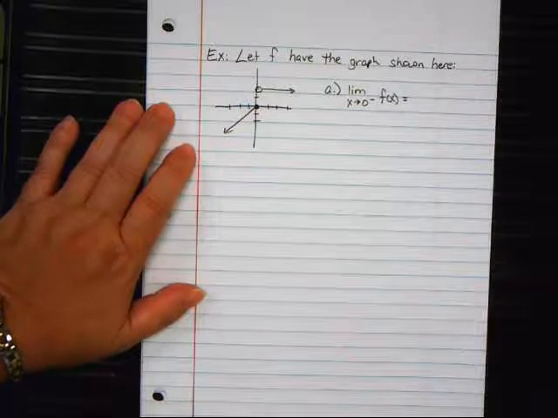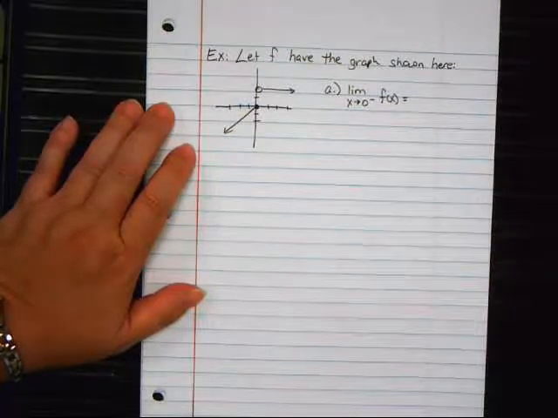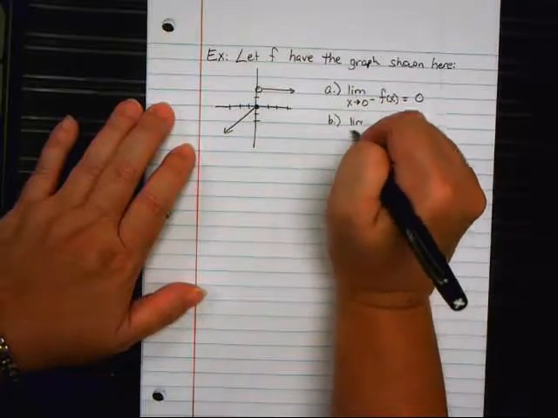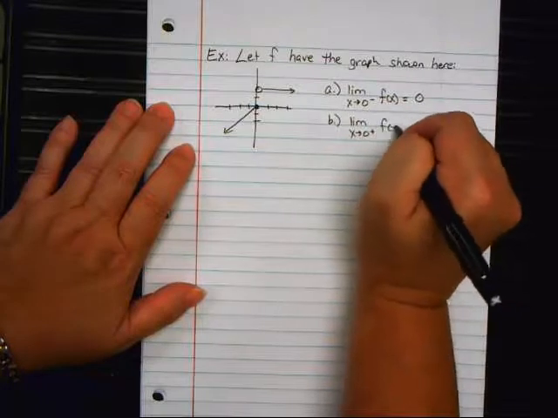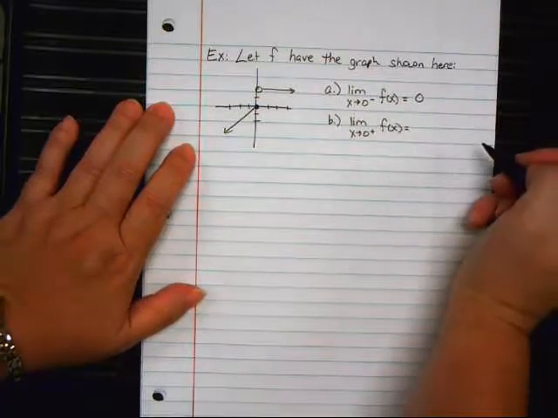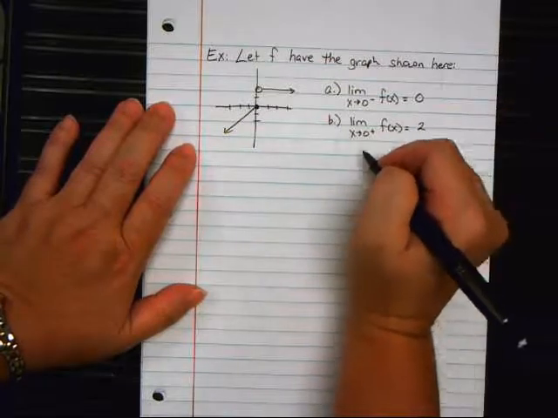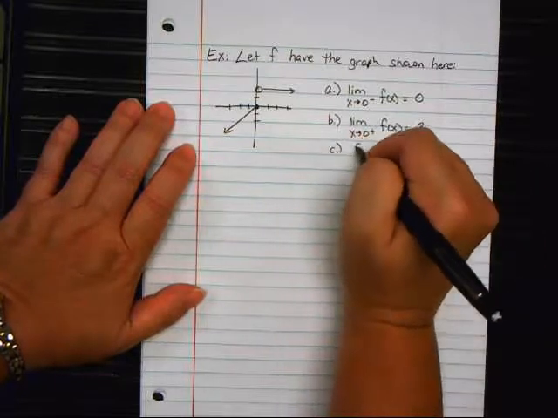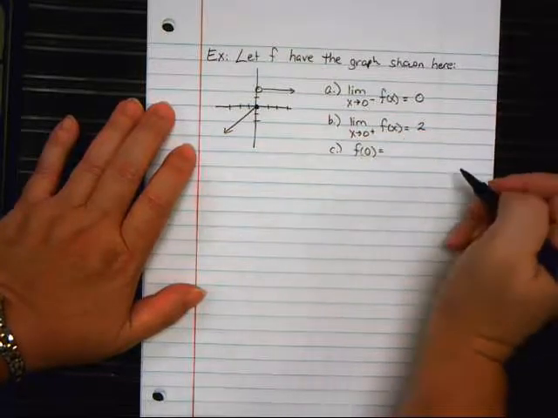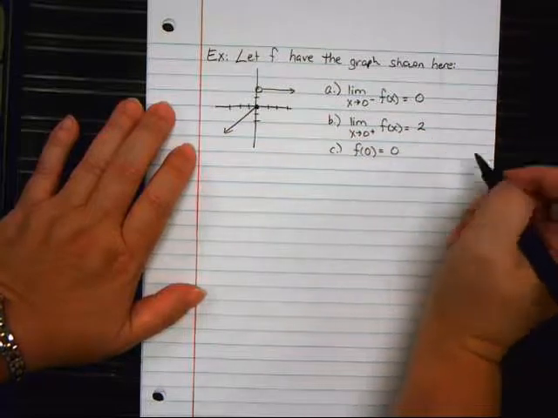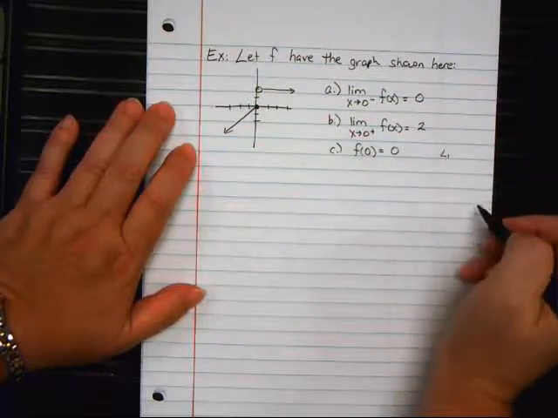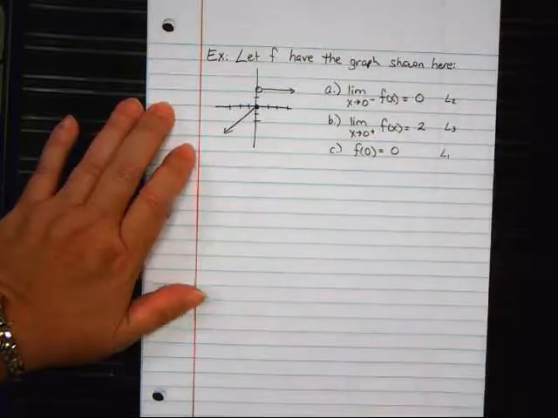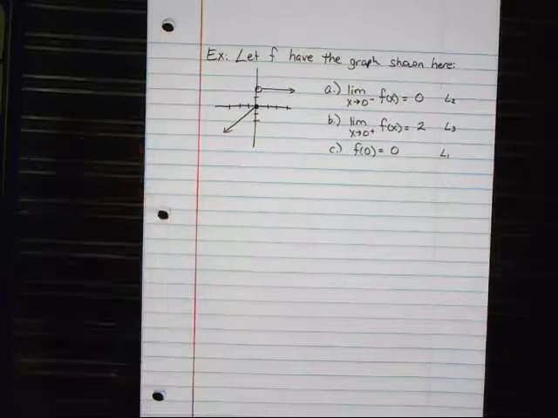Okay, can you tell me the limit as x approaches 0 from the left? It is 0. Part B, the limit as x approaches 0 from the right. 2. Are we all together? What is f of 0? 0. Okay. Now, the one we just did was L1 because that's the dot. The left limit is L2. The right limit is L3. Are they all the same? No.